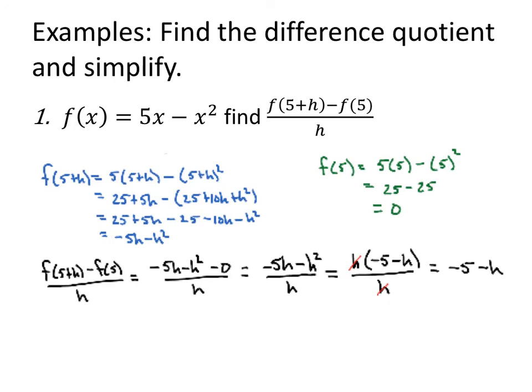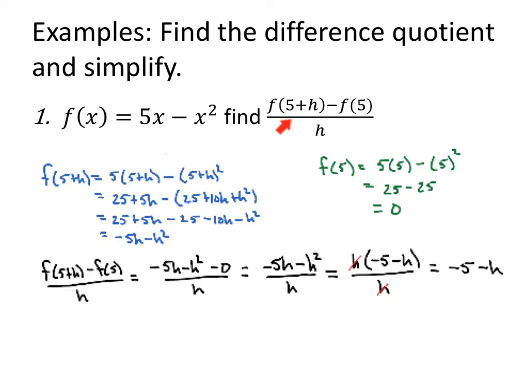Find the difference quotient and simplify. So f of x equals 5x minus x squared. And I want to find specifically f of 5 plus h minus f of 5 all over h. When I do this, I'm going to do it in steps.